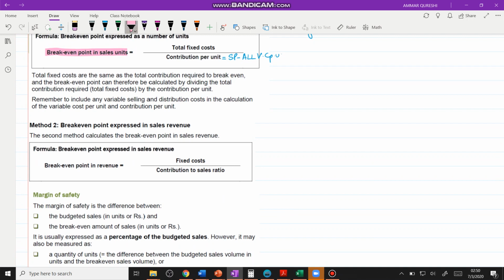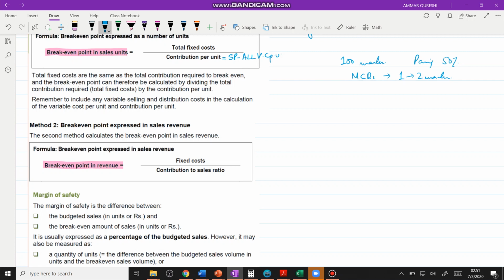There is another way of calculating break even, in terms of sales revenue. Now what do you mean by this? See, if I'm saying that your paper is of 100 marks, right, and your passing marks are 50%. You have to earn 50% marks, and there are MCQs which are going to be examined in the paper, and one MCQ is of 2 marks.